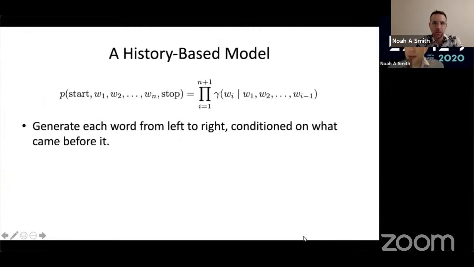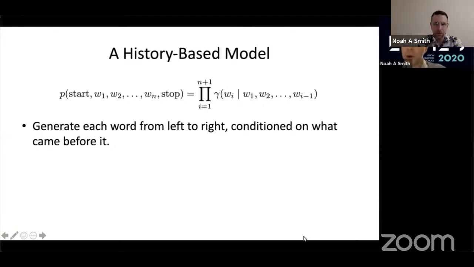Okay, so here we go. Our starting point for thinking about distributions over sequences is a model we'll call the history-based model. And so we've started introducing some mathematical notation. We're going to define the probability of a sequence, W1 through Wn. We're going to add a little bit of notational stuff to make this work out elegantly as we go forward.